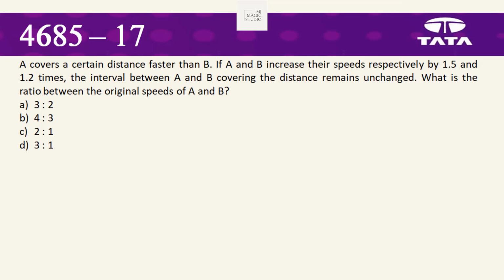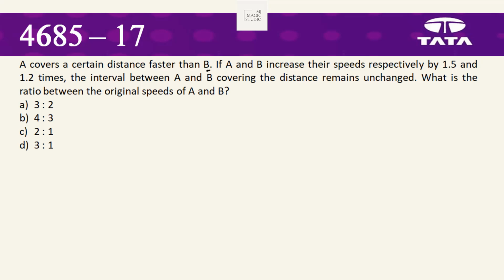A covers a certain distance faster than B. If A and B increase their speed respectively by 1.5 and 1.2 times, the interval between A and B covering the distance remains unchanged. What is the ratio between the original speed of A and B?